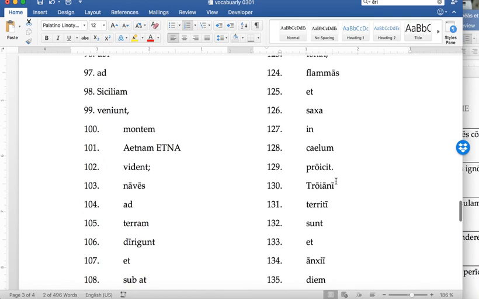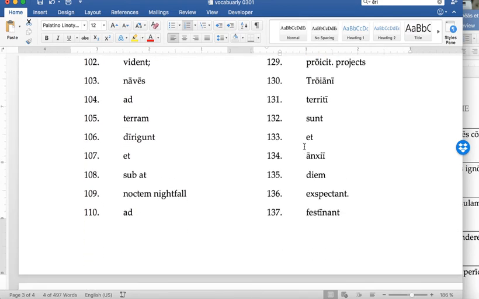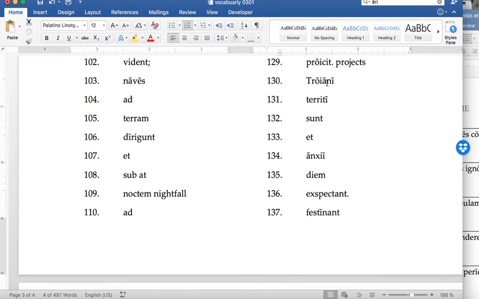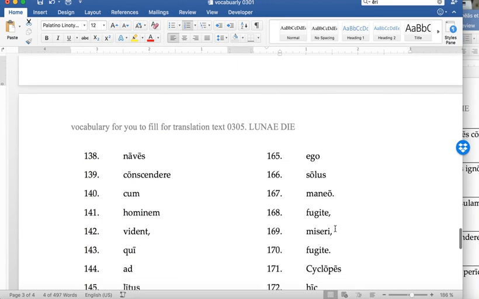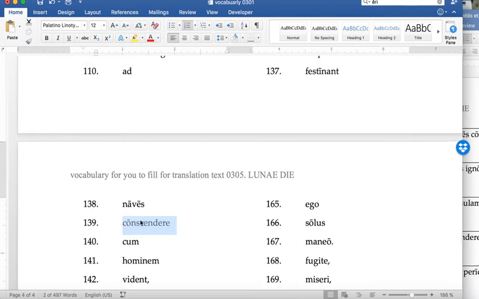Flammas et saxa in caelum proicit. He, that is Mount Etna, projects, and what it projects are flames and rocks into the celestial arch. Trojani territi sunt et anxii diem exspectant. The Greeks did not like to sail at night. The Trojans are terrified, and anxiously they await the day. They hasten to their ships. They hasten to board the ships.